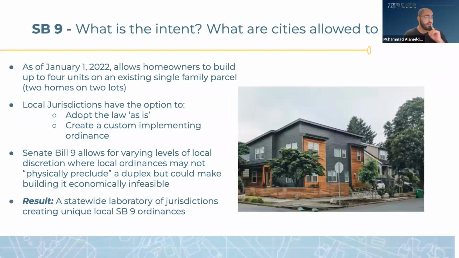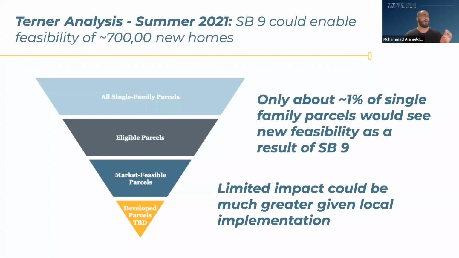And it was also important to note here that local ordinances may not physically preclude a duplex, but a lot of localities have made it economically infeasible to build these units. We first did this analysis at the Terner Center when the bill was going through the legislature, and we found that SB 9 could enable 700,000 new homes. And that's only about 1% of single family parcels. A lot of parcels were ineligible because they were too small, or just financially wouldn't make sense.